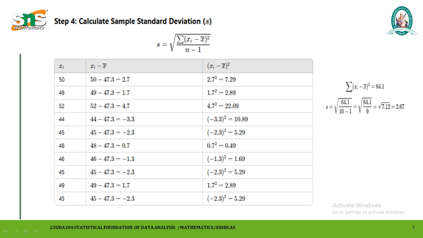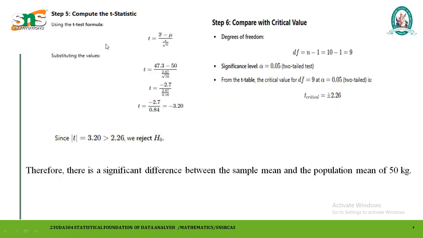Then we substitute these values in the t formula. This is the formula for the t-test: t equals x bar minus mu divided by s by root n. The x bar value we just found is 47.3, and for mu we substitute 50 as given in the question. After that we find the denominator: the value of s is 2.67, divided by root of n, where n is 10. By simplifying this we obtain a value of minus 3.20.